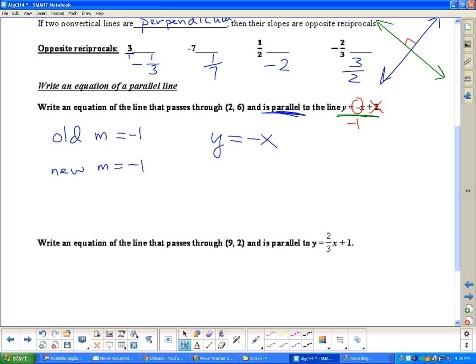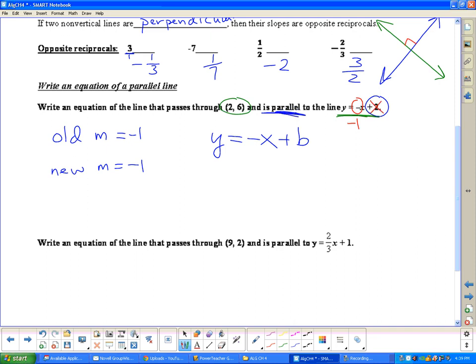It has nothing to do with what b is going to be, but I don't know what it is now. It's going to be different probably. So in order to figure out what that is going to be, I'm going to use the point that they gave us so that I can plug them in and solve for my b. So I'm going to plug in that 6 where the y is and that 2 where the x is, and then see what I get.